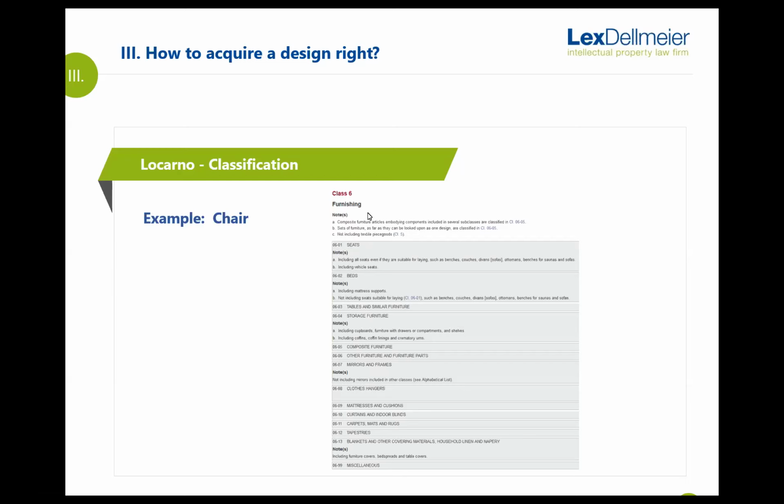But furniture also covers, for instance, clothes hangers, mattresses, curtains, carpets, blankets, all kinds of things. So which classification or which product category to use, you always have to be careful.